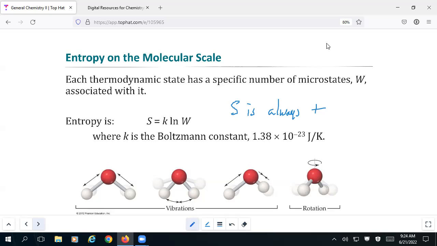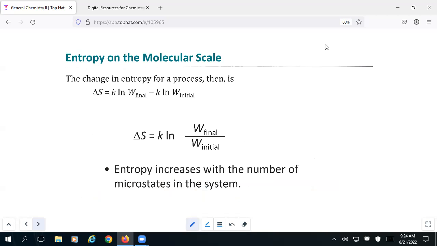And if you look closely at your thermodynamic tables, what you will see is that entropy is in fact never zero either. And that gets into the third law of thermodynamics, which we'll talk about in a minute here.